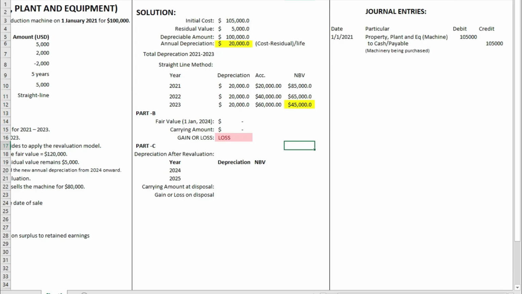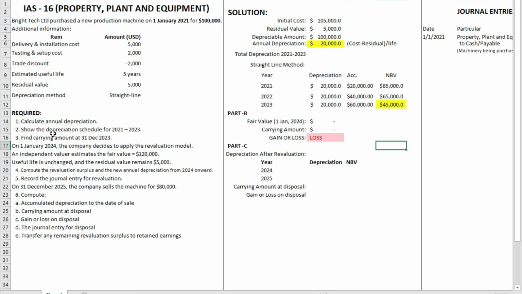Then our next part would start. So we have calculated the depreciation, we have shown the depreciation schedule as well, and we have found the carrying amount at 31st of December 2023, which is 45,000. Hopefully you have understood this.